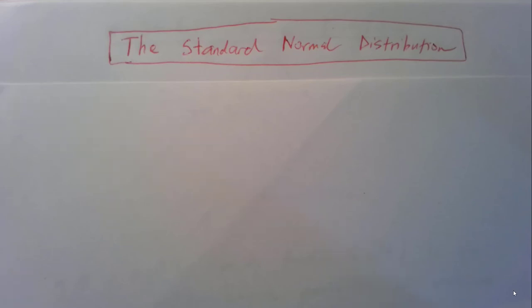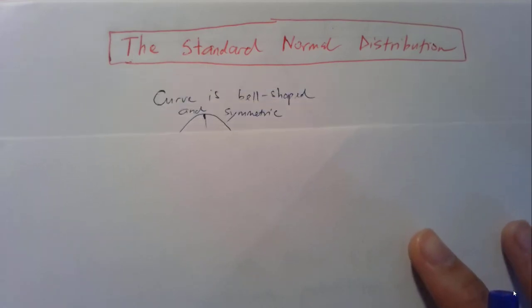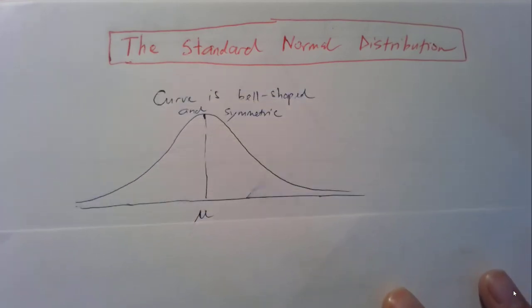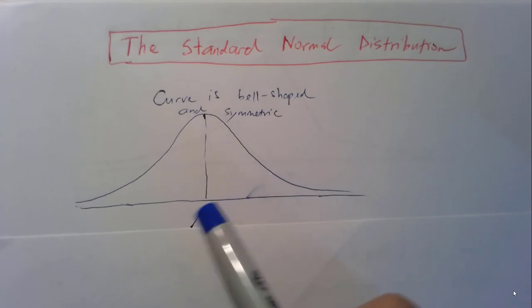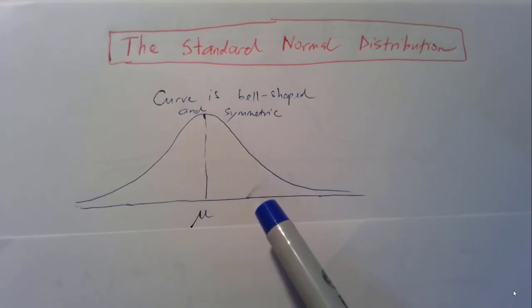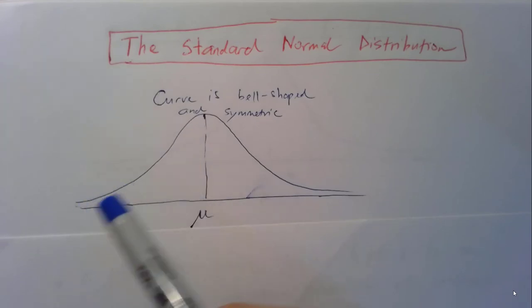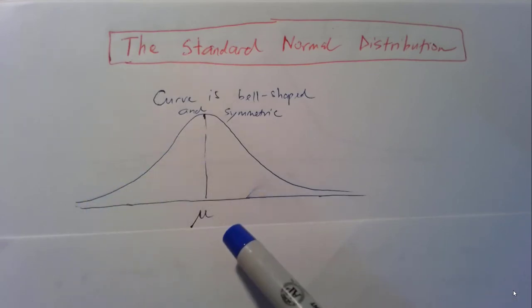In this video, we are going to study the standard normal distribution. Many statistical procedures can be carried out using a normal curve. The normal curve has a bell shape and is symmetric. Any population that is represented by a normal distribution curve is considered to be normally distributed.